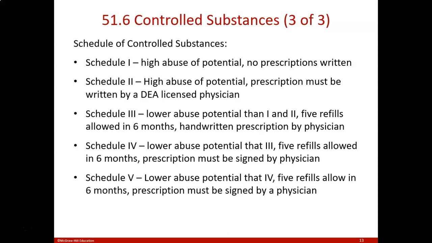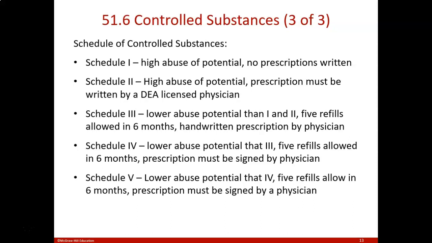Schedule 3 has a little bit lower abuse potential than 1 and 2. Drugs in this category are analgesics like hydrocodone or Vicodin, Tylenol 3, and some anabolic steroids. These have lower potential, but it's still there. You can see on page 1136 they talk about the different guidelines that go along with it, and how you can write them.